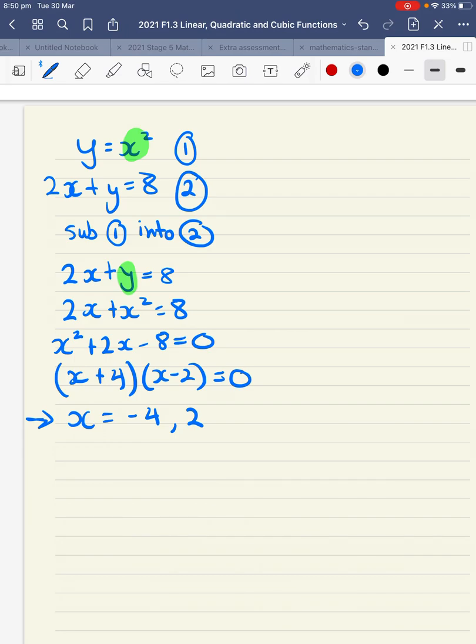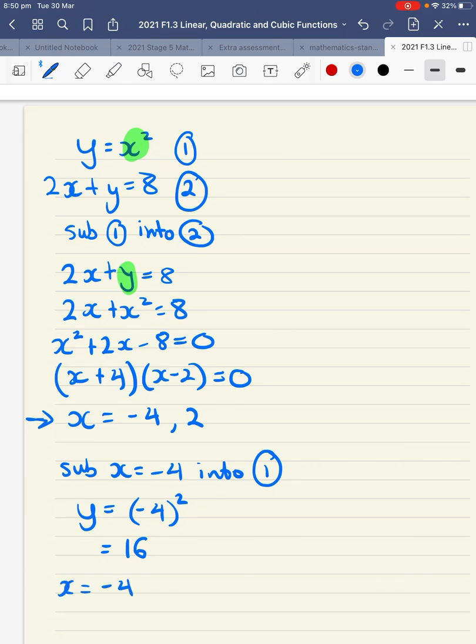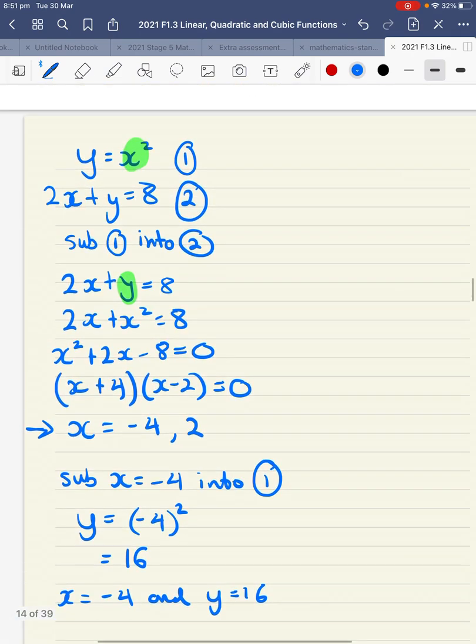So let's have a look at taking our first x value. We're going to sub x equals -4 into equation 1. When we do that, we get y equals -4 squared, which gives us 16. So one of our solutions is x equals -4 and y equals 16. That's one of them.